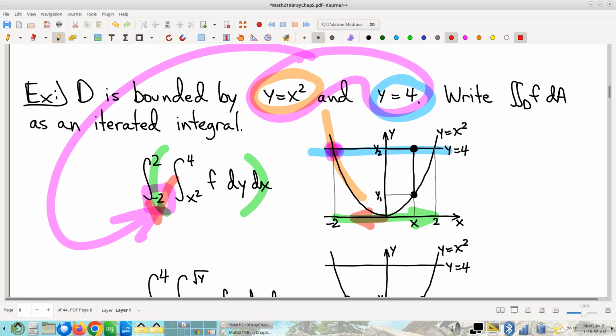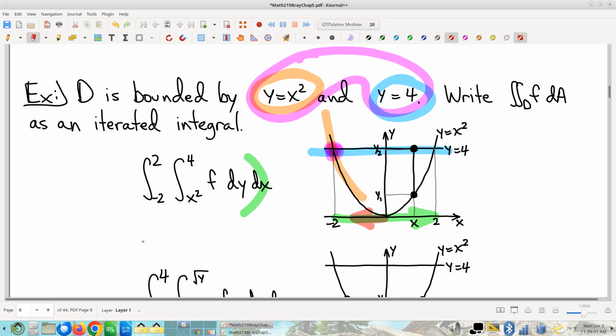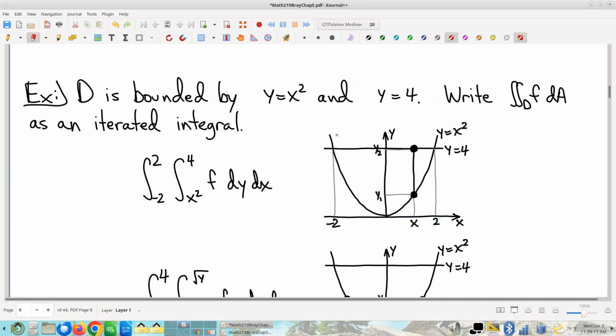Everybody on board? Likewise for the +2, same two curves, same two equations, but from the picture, when it comes time to look at the upper bound, that upper bound is clearly positive. That's why +2.